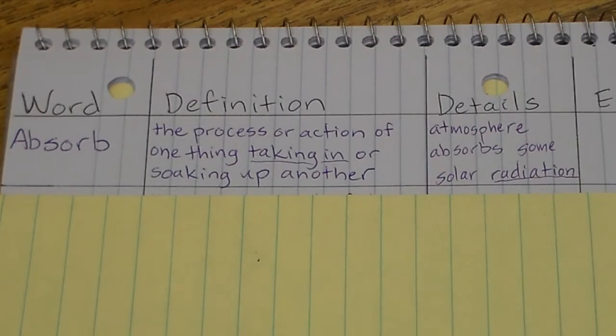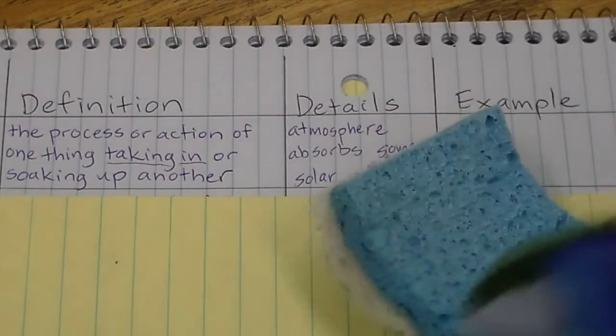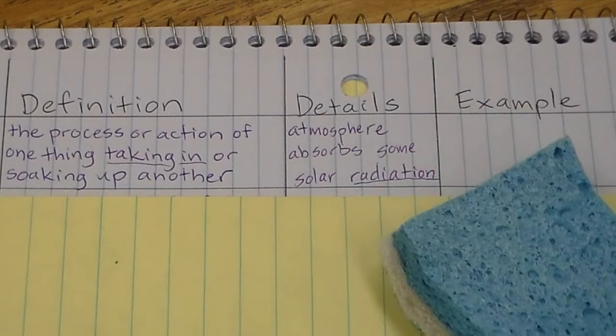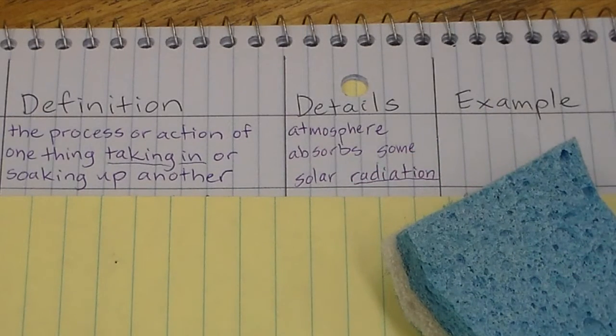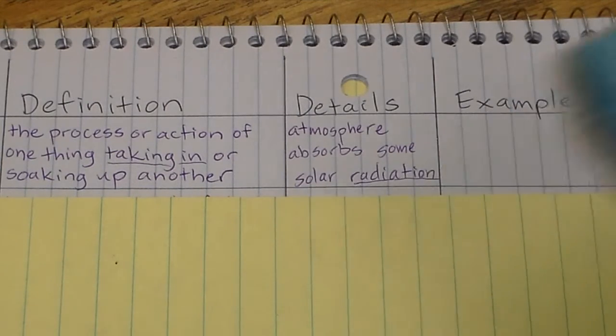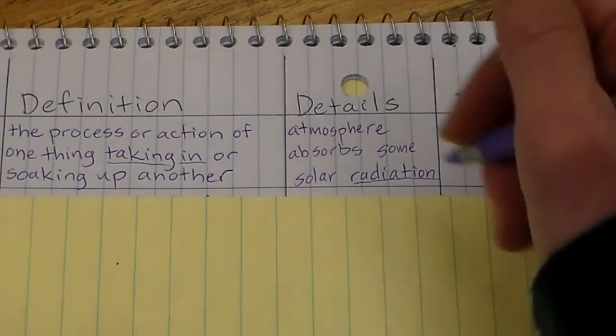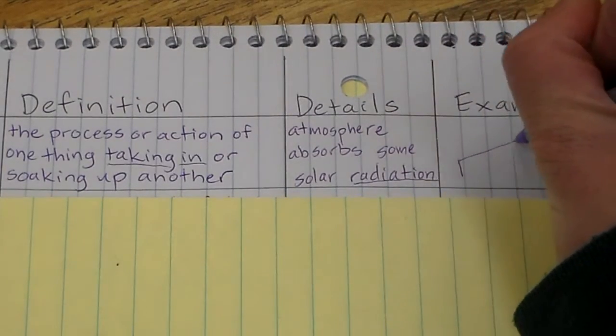So for my example, I'm going to draw an object that we most usually think of when we think of the word absorb. We think about something like a sponge, right? A sponge absorbs water, it takes it in or soaks it up, and that acts very similar to our atmosphere. So I'm going to draw a sponge here.